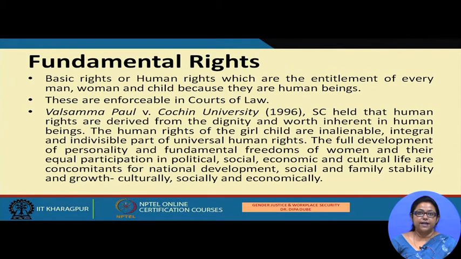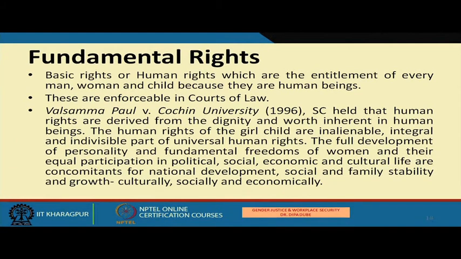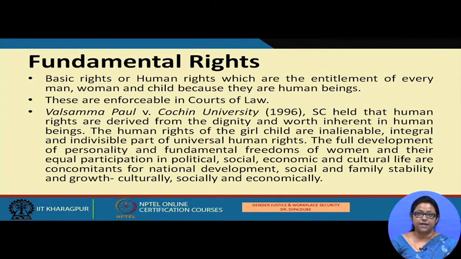In this reference, there is the case of Valsamma Paul versus Cochin University, 1996, where the Supreme Court held that human rights are derived from the dignity and worth inherent in human beings. The human rights of the girl child are inalienable, integral and indivisible part of universal human rights.